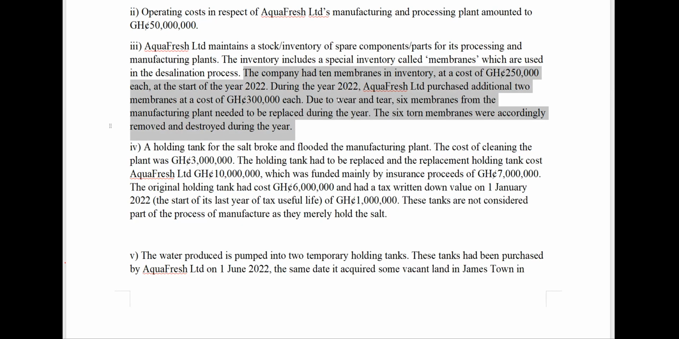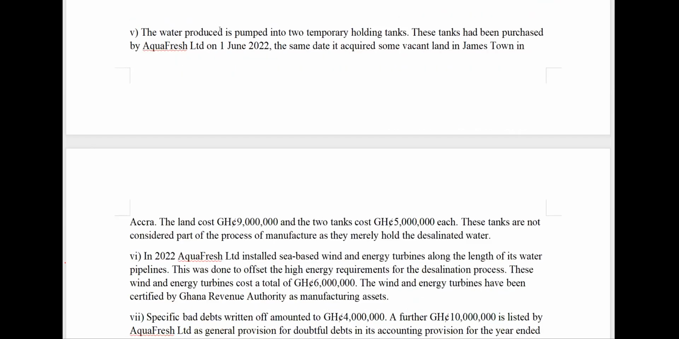Yes, trading stock. A holding tank for the salt broke and flooded the manufacturing plant. The cost of cleaning the plant was 3 million. The holding tank had to be replaced, and the replacement holding tank cost Aquafresh 10 million, which was funded mainly by insurance proceeds of 7 million. The original holding tank had cost 6 million and had a tax written down value at 1st January 2022, the start of the last year of its tax useful life, of 1 million. These tanks are not considered part of the process of manufacture as they merely hold the salt. The water produced is pumped into 2 temporary holding tanks. These tanks had been purchased by Aquafresh Limited on 1st June 2022.